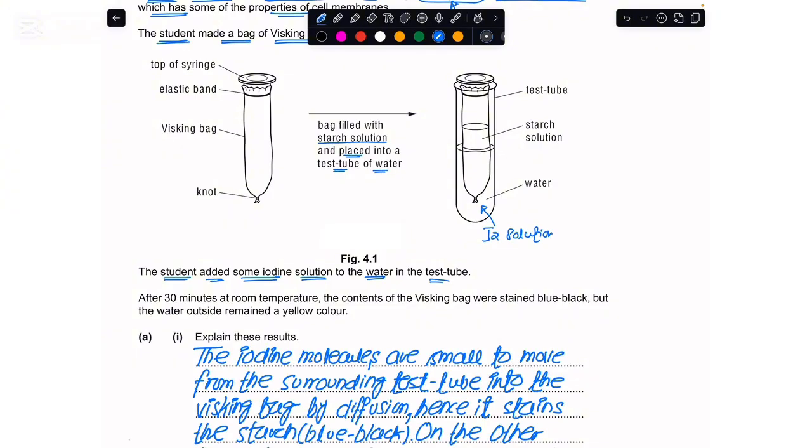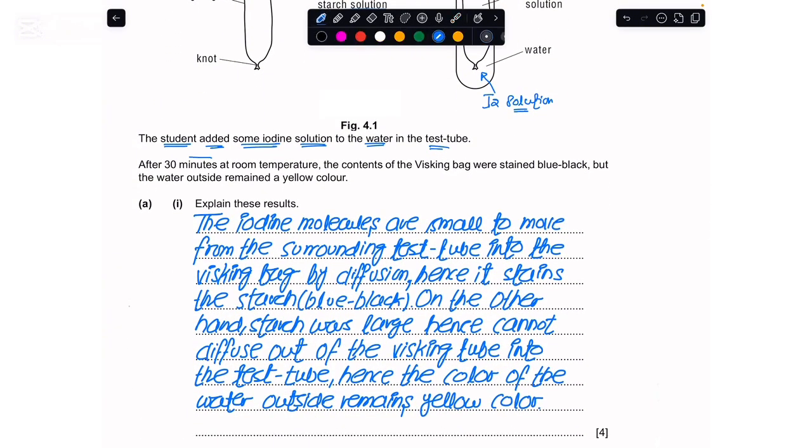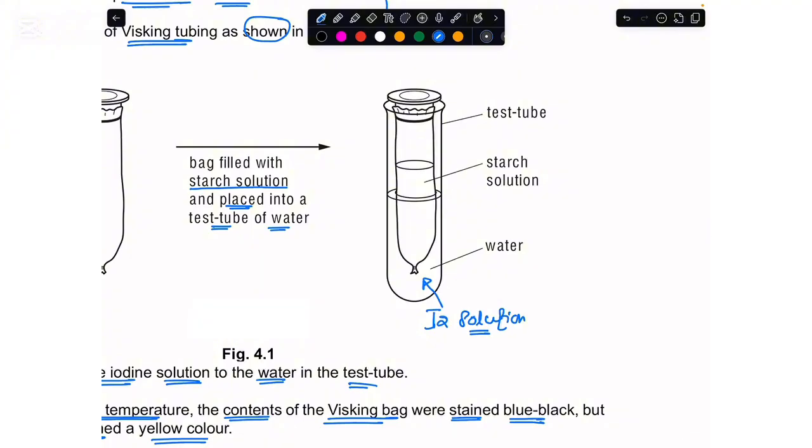And we know that the iodine solution, whenever it comes in contact with the starch, would turn the color to black. Now, what they tell us further is that after 30 minutes, when they kept this at room temperature, the content of the Visking bags were stained blue-black, but the water outside remained yellow in color. So you see that they are not asking us with respect to osmosis, but rather we have to speak in terms of the diffusion of the iodine or the starch solution.